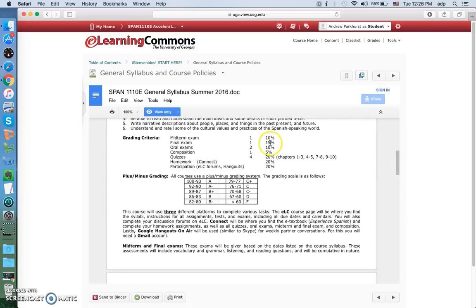And this is the grade breakdown that we have. 10% for the midterm, 15% for the final. You have 2 oral exams, a composition, and quizzes over different sections of the course. Homework will be in Connect, and you'll also do the oral exams, final exams, midterm exams, and quizzes and compositions. Everything will be there, and participation will be eLC forums and Hangouts, and we'll talk about that in a second.